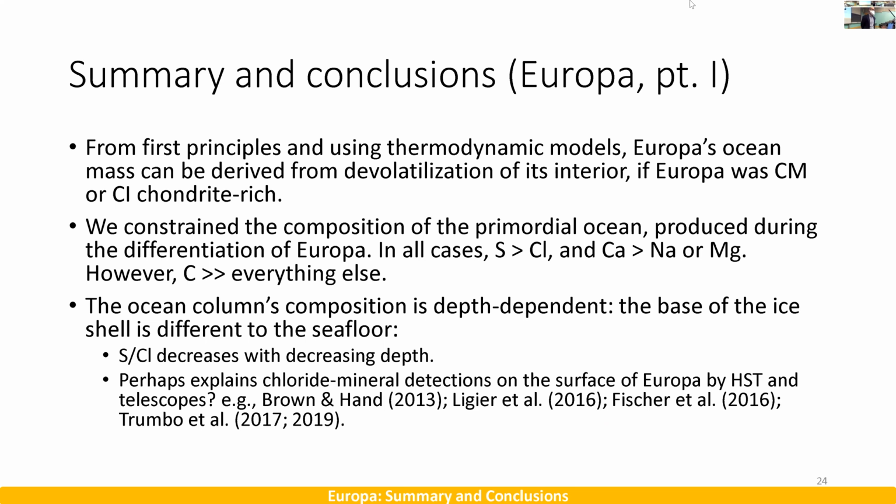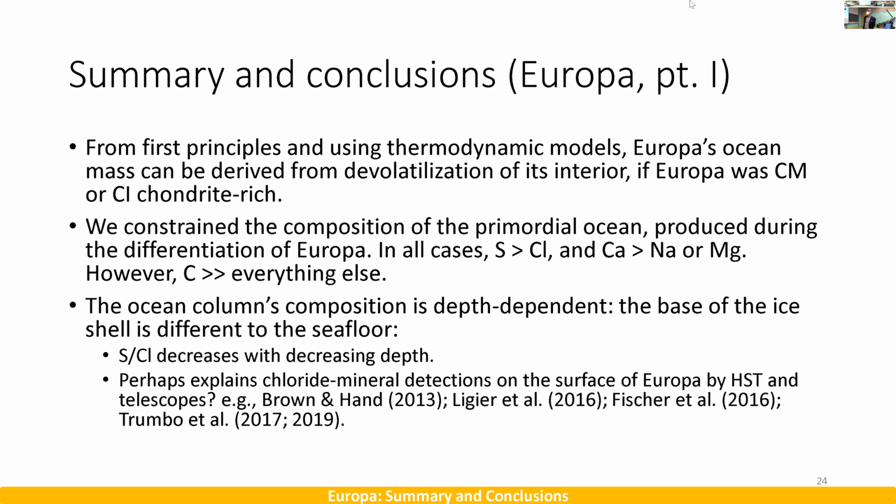I showed you some ocean columns looking at the changing composition of the ocean from surface to seafloor. In all cases, we found that sulfur was more abundant than chlorine. Calcium was more abundant than sodium or magnesium. However, we found that carbon was more abundant than everything else apart from water. So, as I mentioned, the composition of the ocean is depth dependent. It changes with the stability of different minerals throughout the ocean column as a function of pressure and temperature.